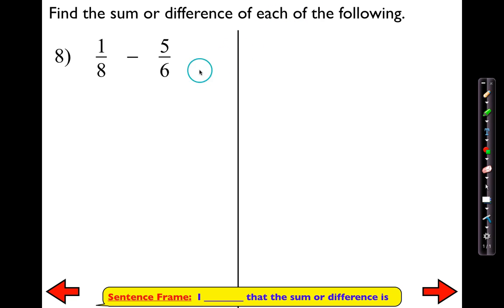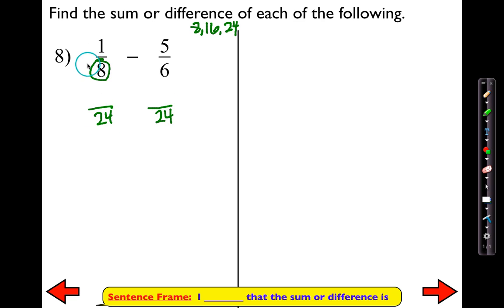So here, what I like to do first is decide, okay, which one's larger, 8 or 6? 8 is obviously larger, so I'm going to go by multiples of 8. Can 6 be made into 8? No. Can 6 be made into 16? No. Next multiple is 24. Can 6 be made into 24? Yes. So I'm going to go ahead and make 24 my lowest common multiple.